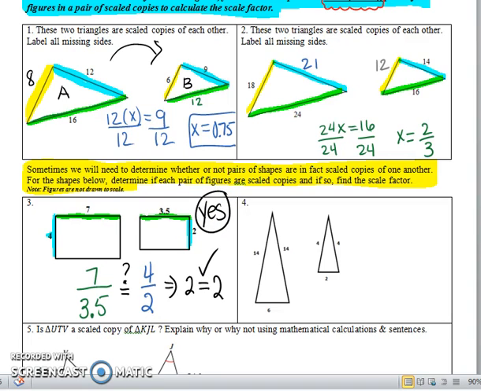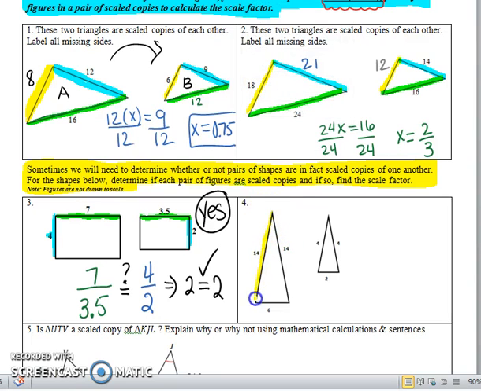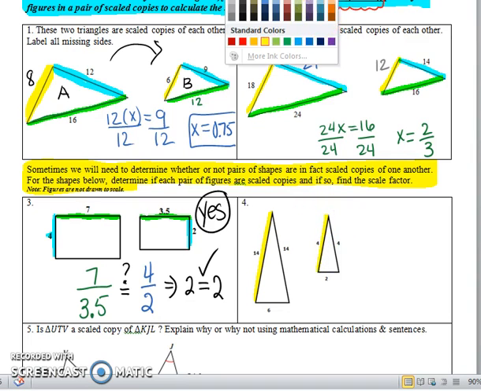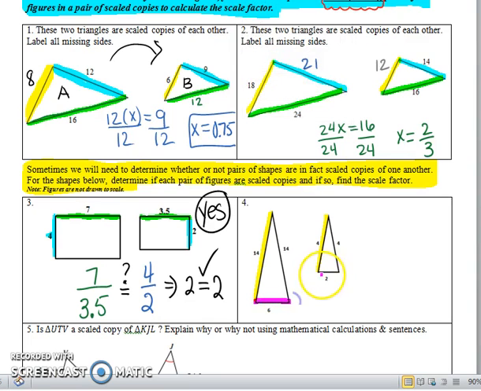For number 4, let's look at this side of the triangle that corresponds with this side on the triangle. And then let's look at this bottom side corresponding with this bottom side. So the ratio we could set up here is 14 on the big triangle corresponding with 4 on the smaller triangle, equal to the 6 on the bigger triangle that corresponds with the 2 on the smaller triangle.